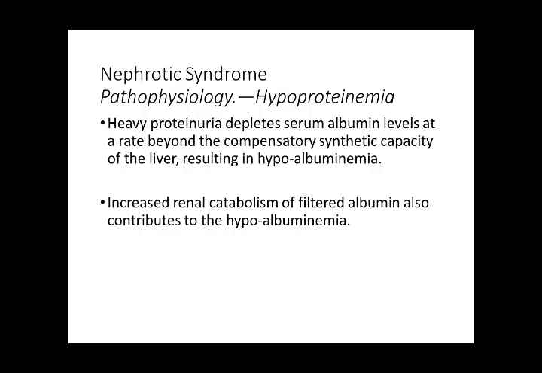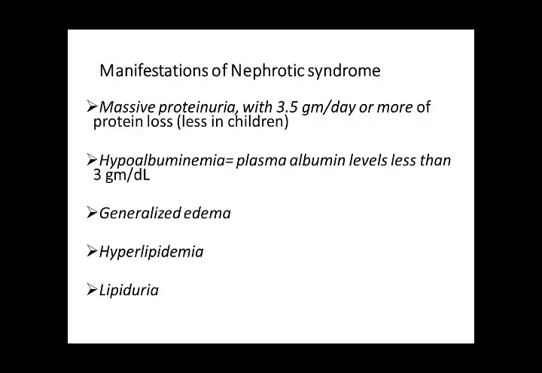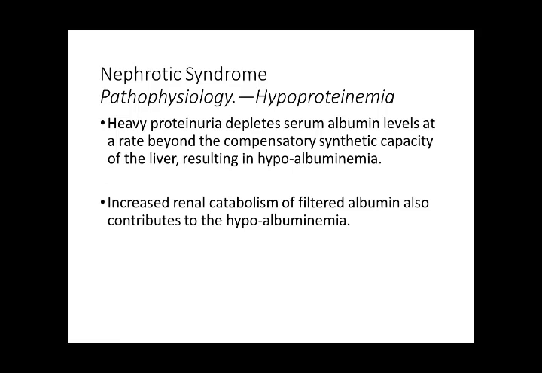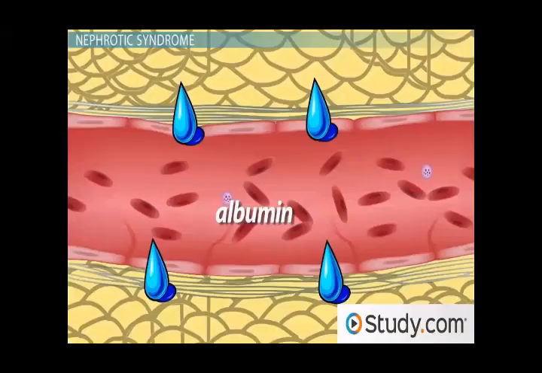So it means that 3.5 grams is only the amount lost in the urine, but the actual amount lost is far greater because the renal tubular cells eat up the proteins as well. They degrade the proteins as well. So the actual loss is more than the body can compensate, right? You can add this to your book so you will not forget.